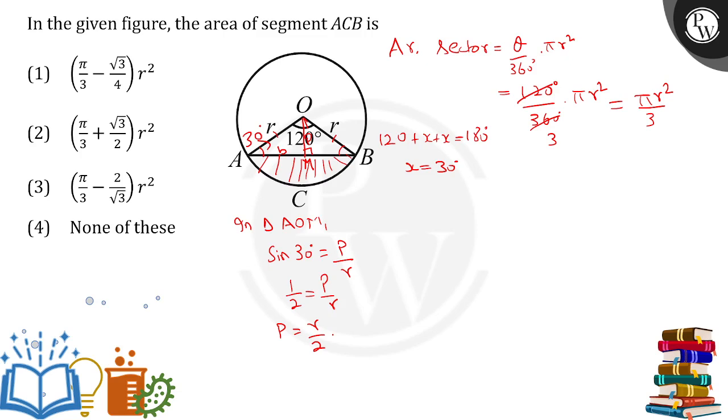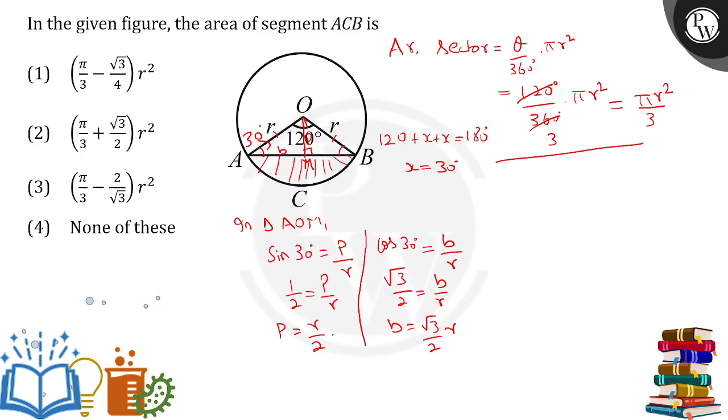Fine. Another trigonometric ratio which I can consider over here is cos of 30 degree. Why cos? Because I need the value of B as well. So cos 30 degree is B by R, that means base by hypotenuse. Cos 30 degree is root 3 by 2. Root 3 by 2 equals B by R. In terms of R, the value of B will come out to be root 3 by 2 into R. We have the base, we have the perpendicular. Now base is only this much length from A to M. I need the value of AB.